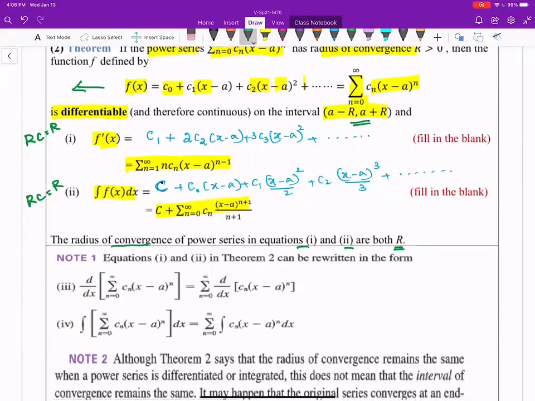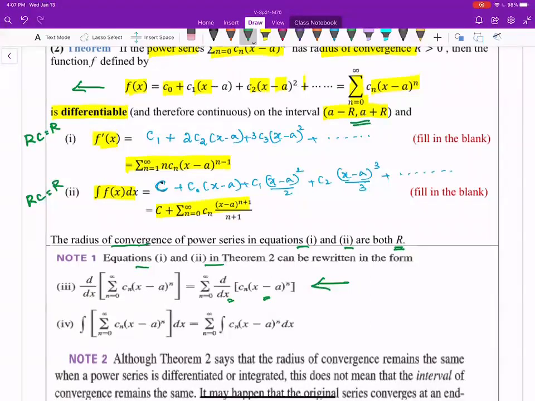This is another way of looking at it. Equations 1 and 2 in Theorem 2 can be written in the form: the derivative of the function represented as a power series. So you can actually take the derivative of each term, then add and use the sigma notation. It is the sigma of the derivative of each of the terms. That is what this is telling.